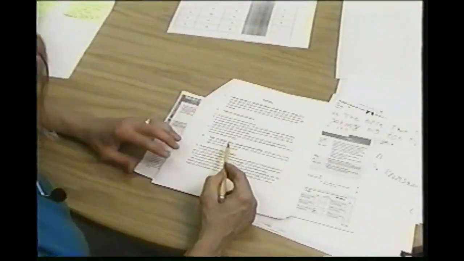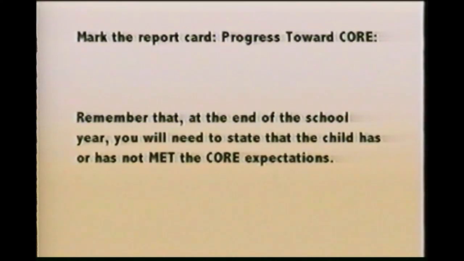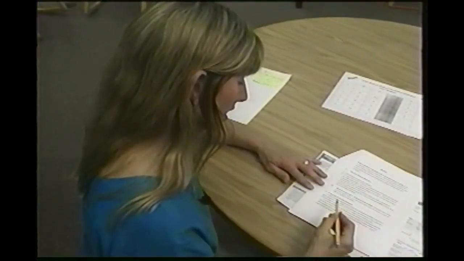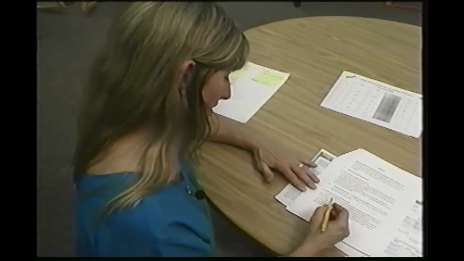The last step on here that we need to talk about is marking the report card in writing, progress toward the core. And again, remember that at the end of the school year, you are going to have to state that the child has or has not met the core expectations. So keep that in the back of your mind as you're marking. We're going to mark Kirsten's report card, thinking about her as if it were the end of the first trimester.